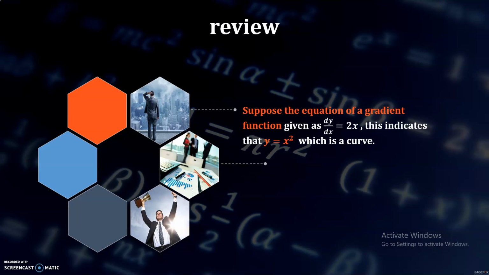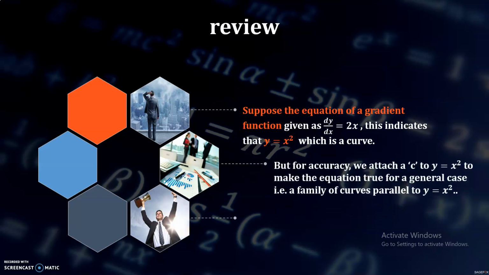Suppose the equation of a gradient function is simply dy/dx. When you differentiate an equation, that is the gradient function. So dy/dx is 2x in this case. This means that y is x squared, which is a curve when you plot it on your graph.